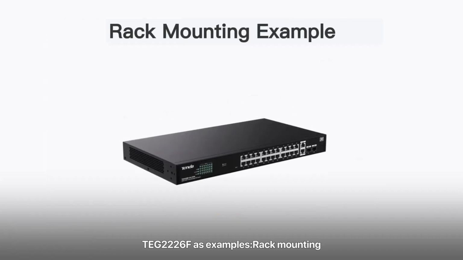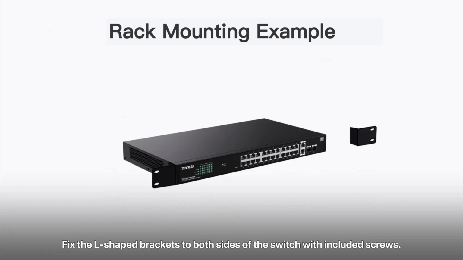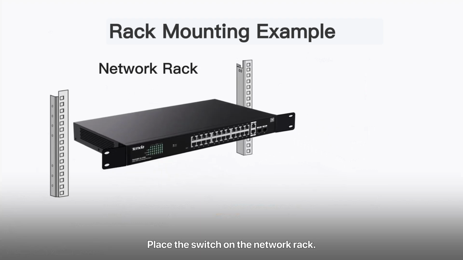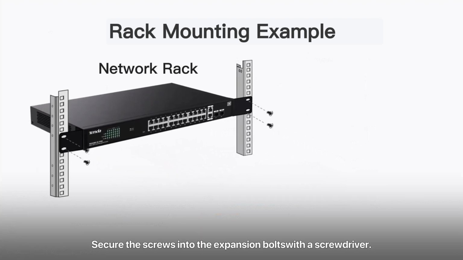TEG2226F as an example, rack mounting. Take screws and two L-shaped brackets out of the package. Fix the L-shaped brackets to both sides of the switch with the included screws. Place the switch on the network rack. Secure the screws into the expansion bolts with a screwdriver.